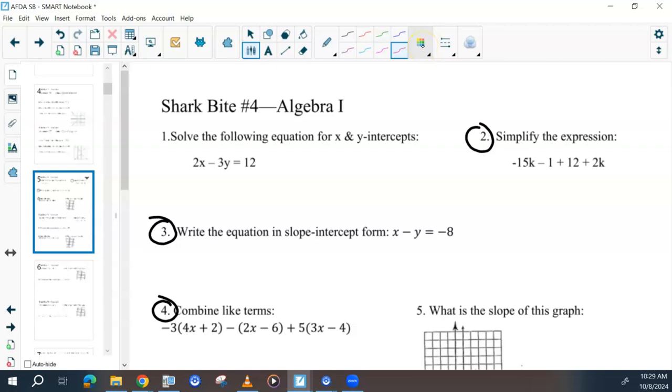Okay. With number two, this is just combining like terms. Looking at what's the same, so the negative 15k, the 2k, adding those together since this is plus. Negative 15 plus 2 will give us a negative 13k. And then taking the numbers and combining those, doing exactly what it says. Negative 1 plus 12 would be positive 11. And there's nothing else I can do there because I'm not solving. I just wanted to simplify as much as possible. Questions on that?